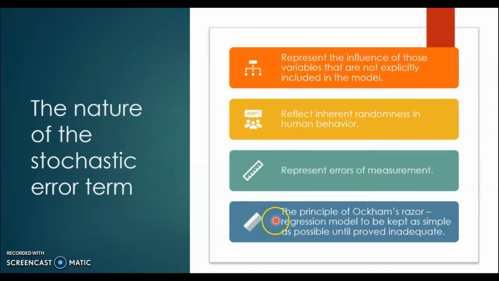And last but not least, the nature of the stochastic term can be explained based on the principle of Occam's razor. Occam's razor states that the regression model needs to be kept as simple as possible until proved inadequate. This is because, in reality, it is very difficult, if not impossible, to take into account all factors that can explain the dependent variable.